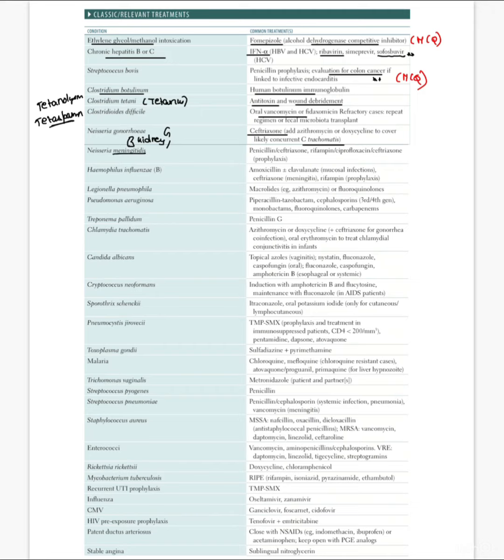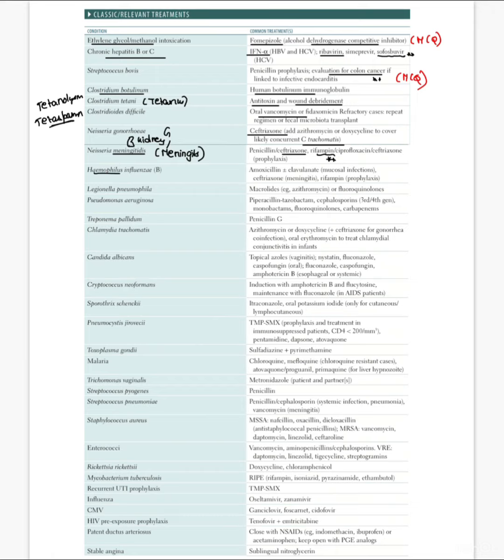Then Neisseria meningitidis, this basically causes meningitis. Again this is an invasive infection, so we can use a third generation cephalosporin, and rifampicin is given as prophylaxis for contact people.